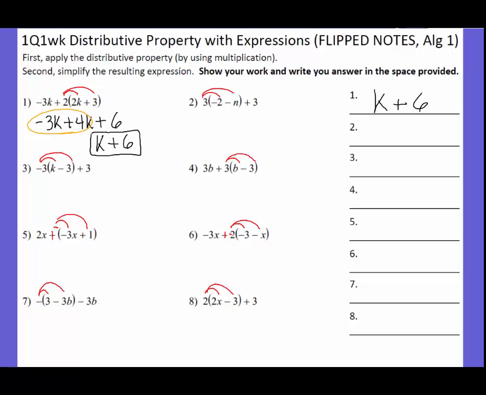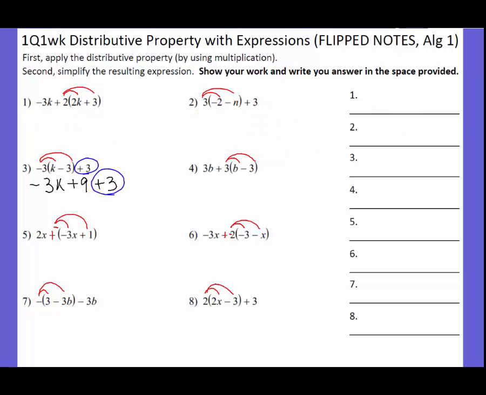Number 2. On number 2, we have negative 6 minus 3n plus 3. Using the commutative property, we can take our minus 6 or our negative 6 to the end of this expression and then combine like terms. This means that we now have negative 3n minus 3.